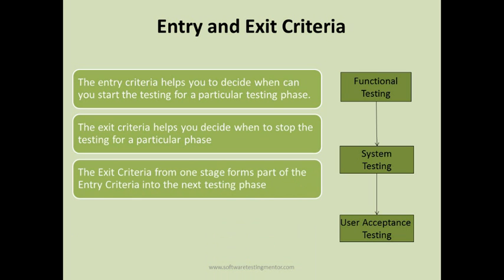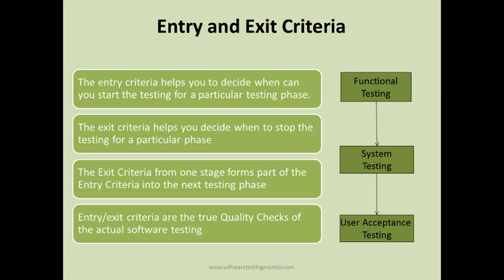Then the exit criteria from one stage forms part of the entry criteria into the next testing phase. So the exit criteria of one phase form the entry criteria into the next testing phase. If the testing exits from functional testing, it means it is ready to enter into the system testing phase. So exit criteria from one phase, that is functional, will decide whether you can enter into the next phase, that is system or any other phase of the testing.